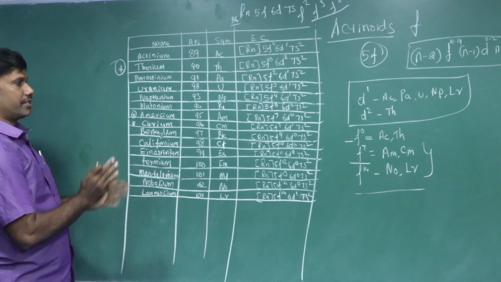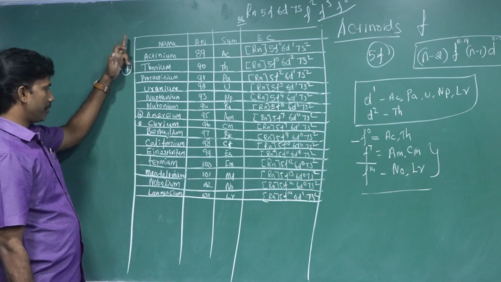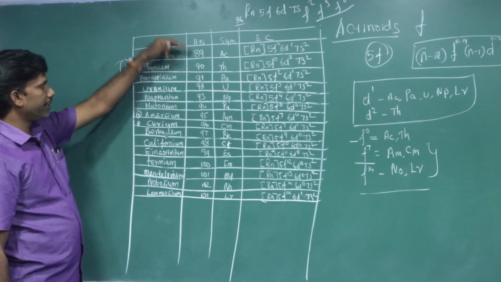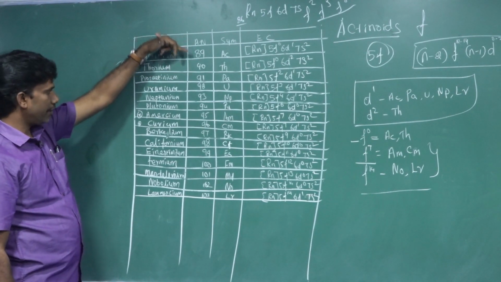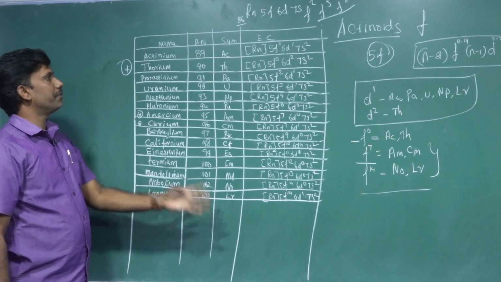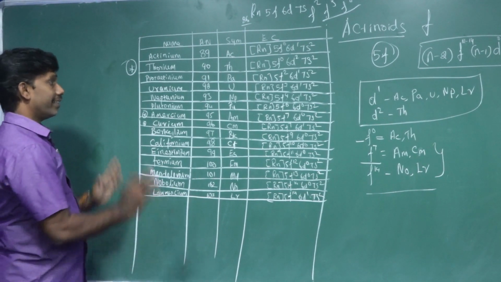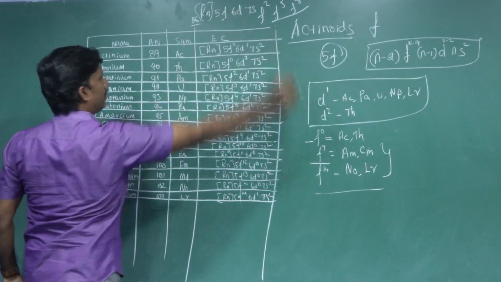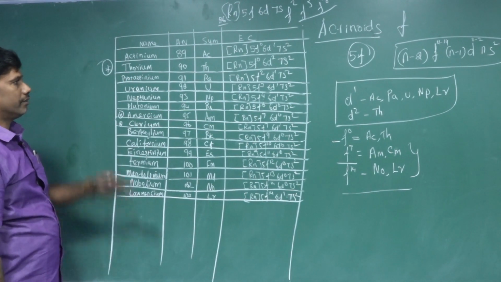How to learn this table? It's very simple. Just study the elements first and their symbols. The atomic number is very easy. You start with 89, 90, 91, 92, like this, continuous numbers, so it is easy to recall and reproduce. Then the electronic configuration: you should know the outline electronic configuration of actinides.